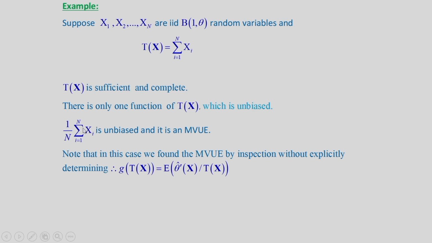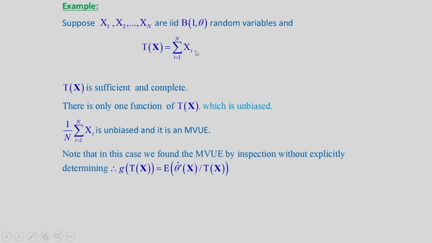Now, by inspection we get that if we divide this sum by n, that is 1/n summation x_i, i going to n, this will be unbiased, because you can take the expectation here and there will be n times expectation, and n will get cancelled. Therefore, this is unbiased, and I know that according to the Lehmann-Scheffé theorem there is only one unbiased estimator which is a function of the complete statistic. Therefore, this estimator must be an MVUE.